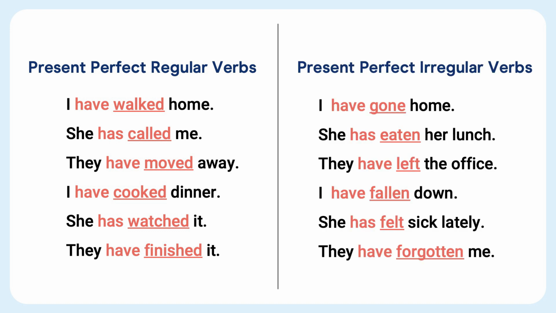Present perfect irregular verbs have a very different looking verb. I have gone home. She has eaten her lunch. They have left the office. I have fallen down. She has felt sick all day. They have forgotten me. Can you see the difference between the regular ed verbs and the irregular verbs?